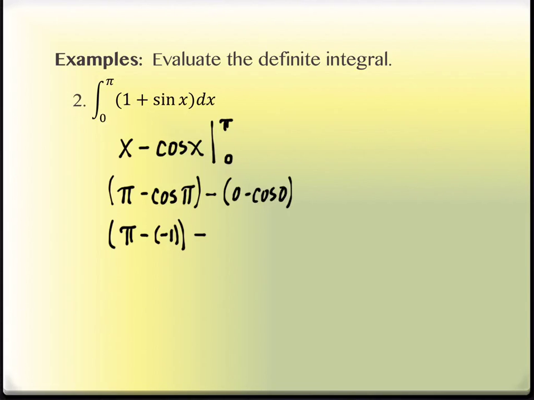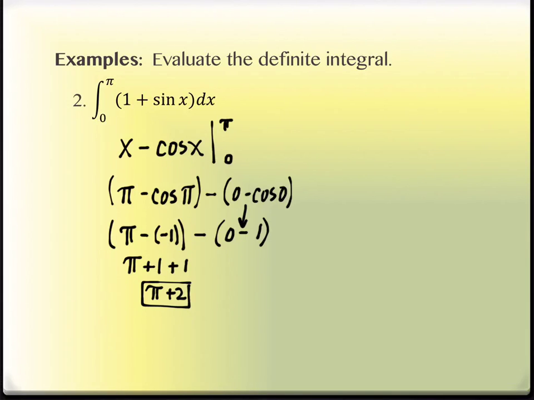And then here's a minus and I've got my 0. What is the cosine of 0? 1. So the minus is apart from the minus right here, and then the answer there is 1. Okay, so we're going to simplify. We have pi plus 1, and then plus 1. So this answer is actually pi plus 2. You know, pi is about 3.14, so pi plus 2 would be about 5.14.